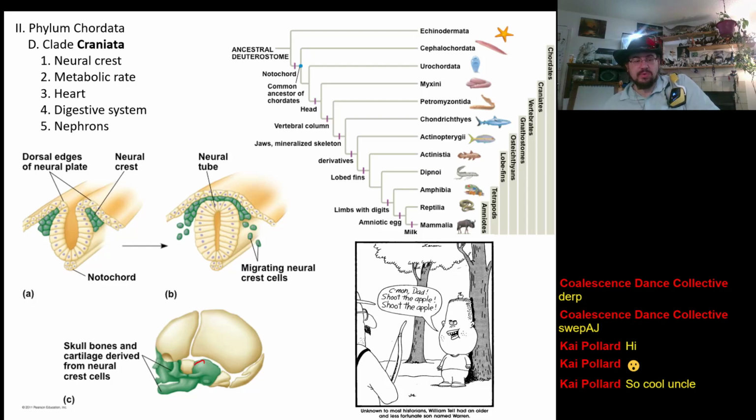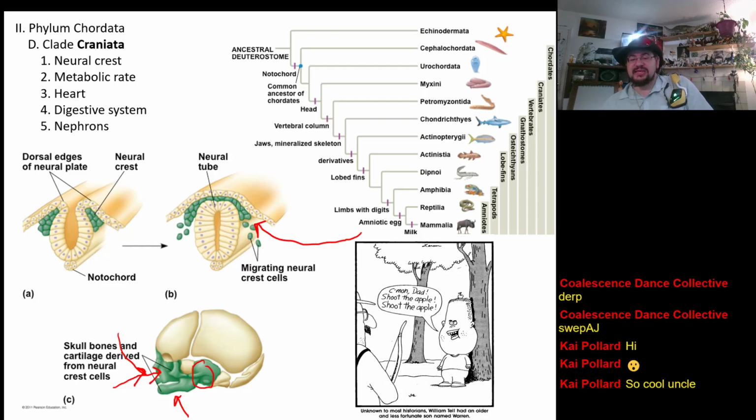So here we can see they have migrating neural crest cells in green, and then in this fetal human skull, you can see the portions of the skull that those migrated neural crest cells gave rise to. So that's pretty cool. Not only do we create the hollow nerve cord with the neural crests, but we get development of a lot of the features of the cranium. So neural crest cells are a huge feature of craniates.